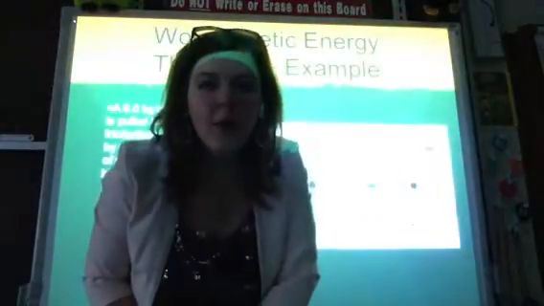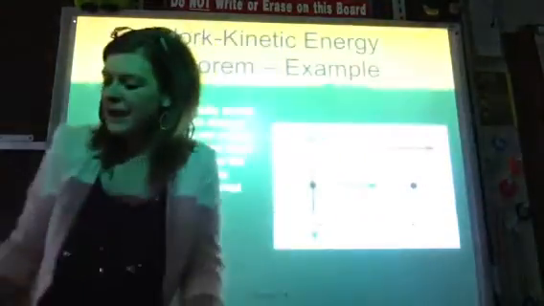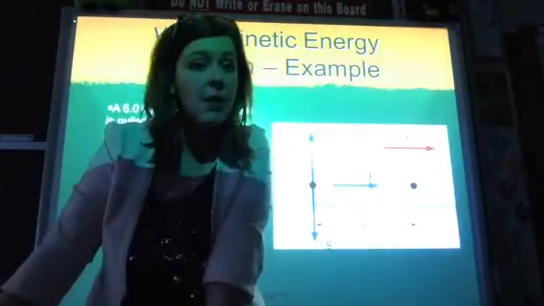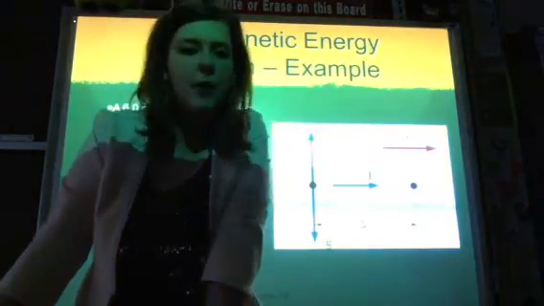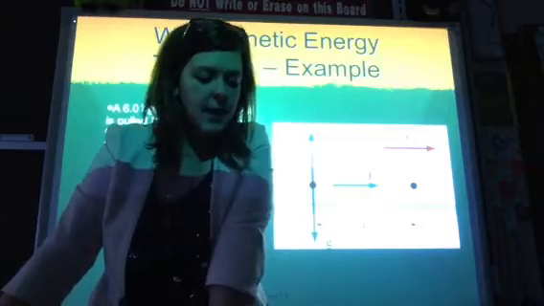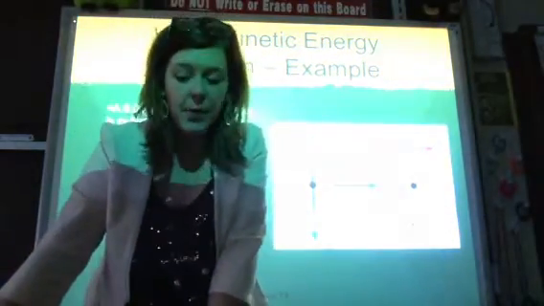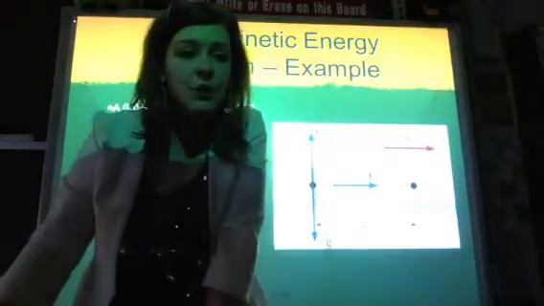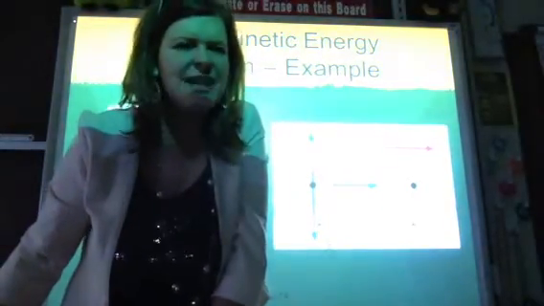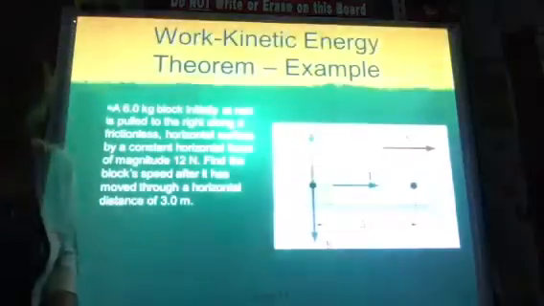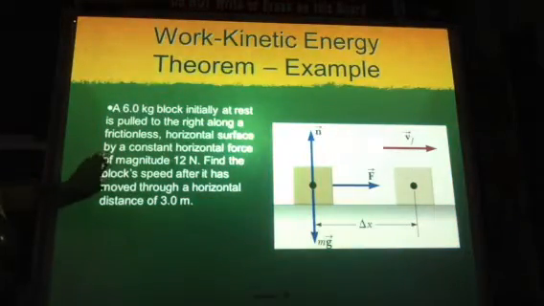Everyone, we are going to continue talking about the work kinetic energy theorem. So we want to see how that works out with some examples. We'll do one with just symbols, and then we'll also do one with some numbers so we can see both. And then we're going to go into, hopefully, gravitational potential energy. So let's start off with our example here.